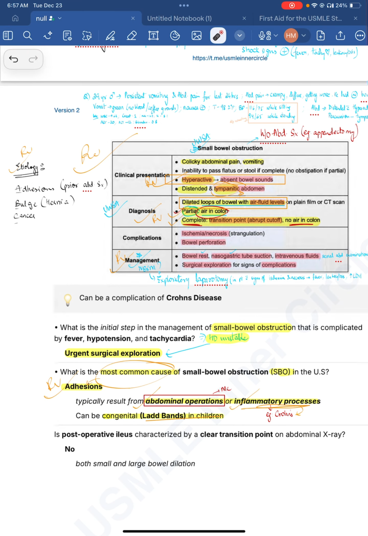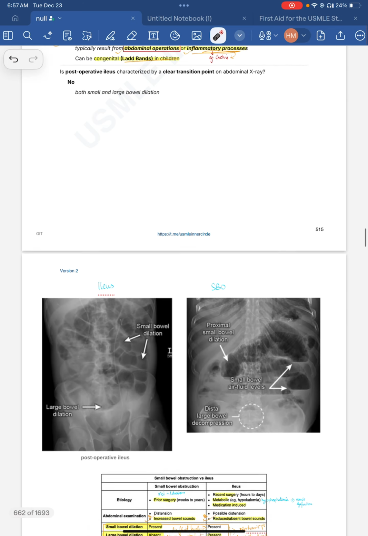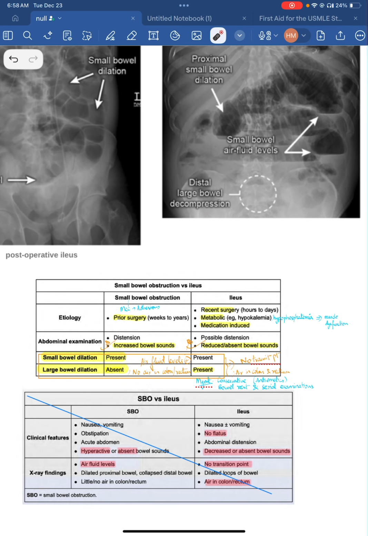A, B, C, you need to remember these. Typically from abdominal operations or inflammatory processes like Crohn's. Can be congenital like Ladd bands in children. Now we have a condition that resembles SBO, that is ileus. We have already discussed ileus versus SBO during the initial part of our video.